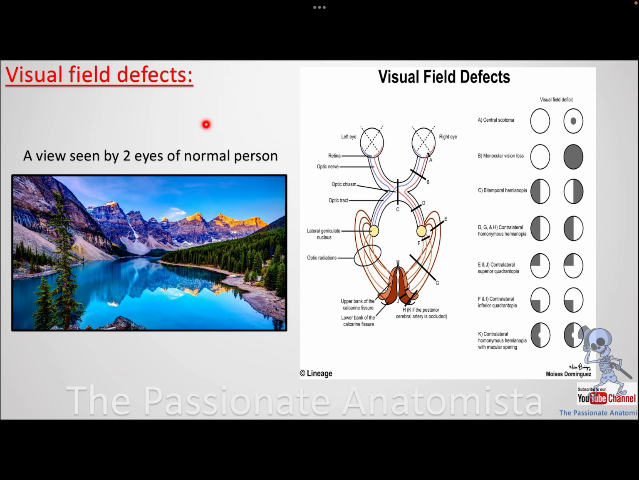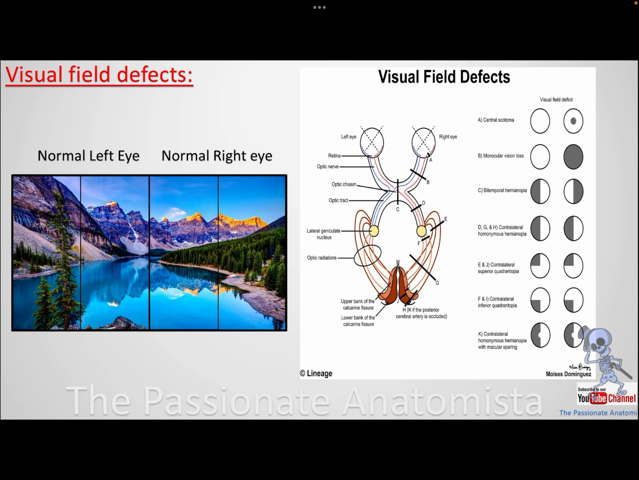So God forbid, you are the patient now, and you are looking at a picture, and you have both normal eyes. The right eye is working, the left eye is working, so you can see the whole view right in front of you. So what happens if you have a lesion? Let's go one by one.